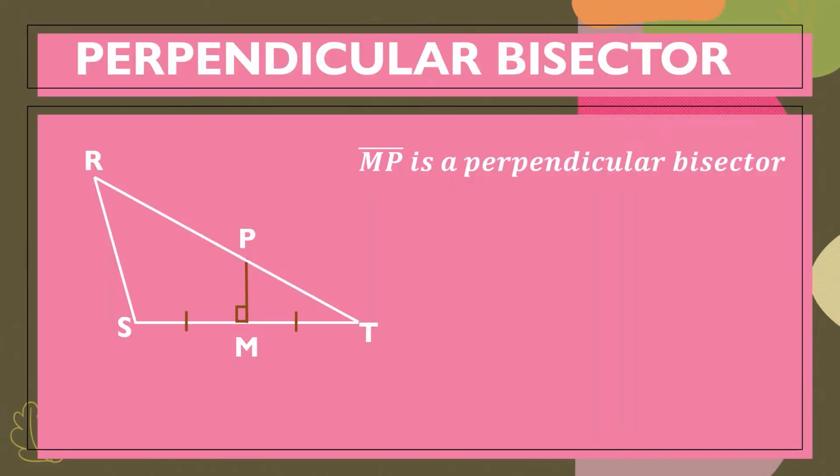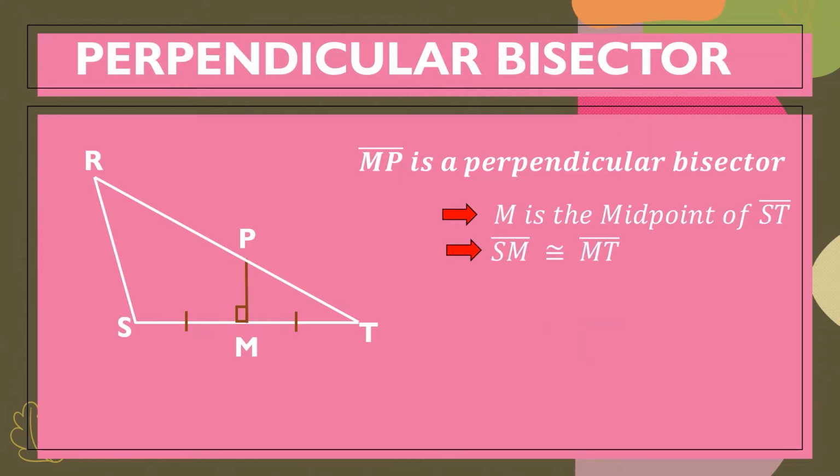Let us take a look at this example. Segment MP is a perpendicular bisector. M is the midpoint of segment ST. Segment SM is congruent to segment MT. Therefore, segment SM plus segment MT is congruent to segment ST.